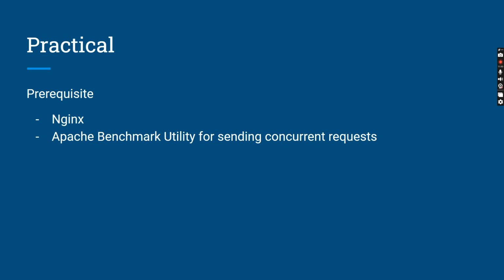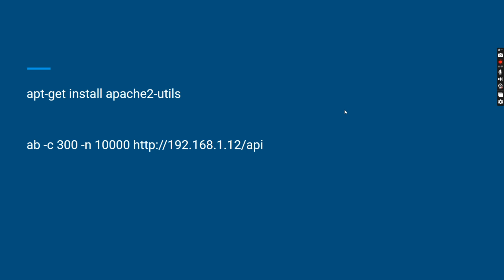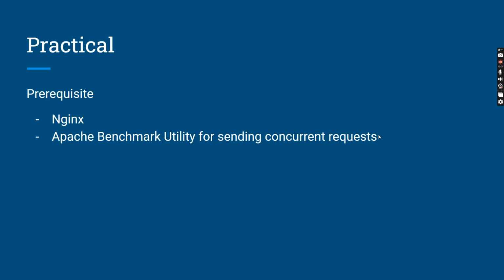For our practical session, what we need is Nginx and some web content, so I am using an API. For testing the requests, I'm going to use the Apache Benchmark utility. It is a utility within Apache utils, available in Linux repositories. You can simply install it using apt-get or yum install commands. In case of Ubuntu, you run apt-get install apache2-utils. This will take care of installing the Apache Benchmark utility.